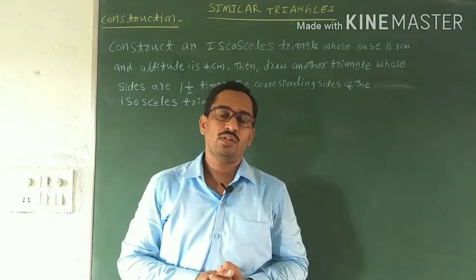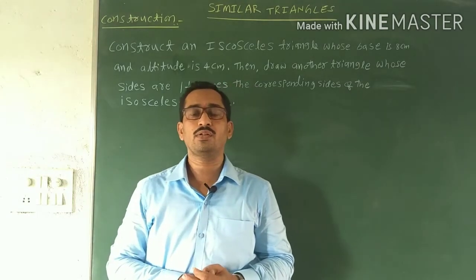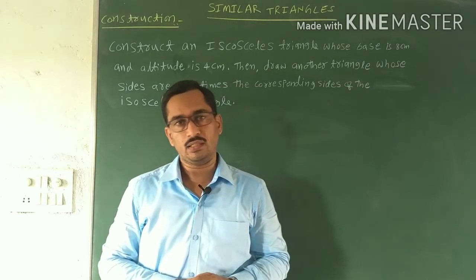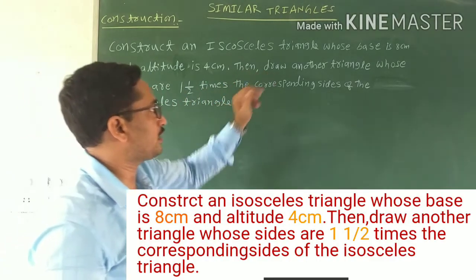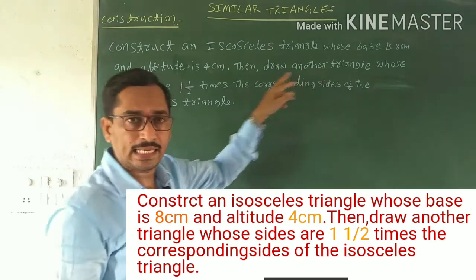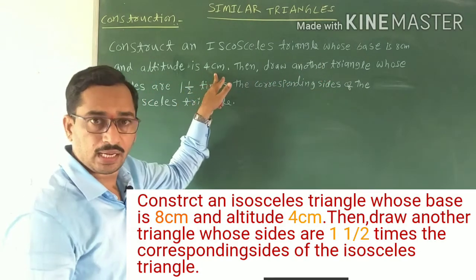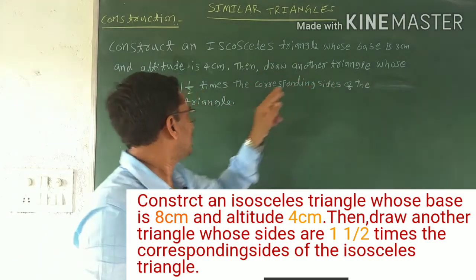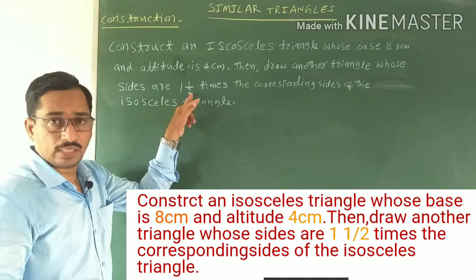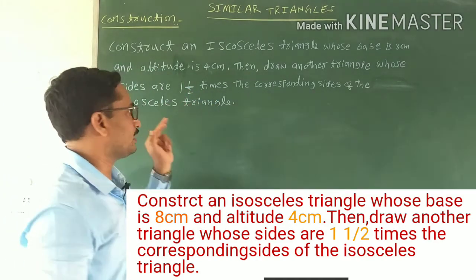In this video we are going to learn a geometrical construction of a triangle similar to the given triangle as per a scale factor. See the problem: construct an isosceles triangle whose base is 8 centimeters and altitude is 4 centimeters. Altitude means height of the triangle, 4 centimeters. Then draw another triangle whose sides are 1.5 times the corresponding sides of the isosceles triangle.